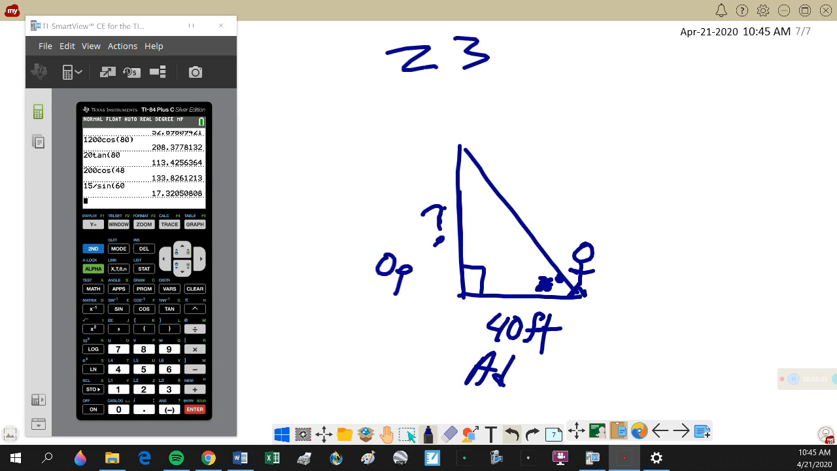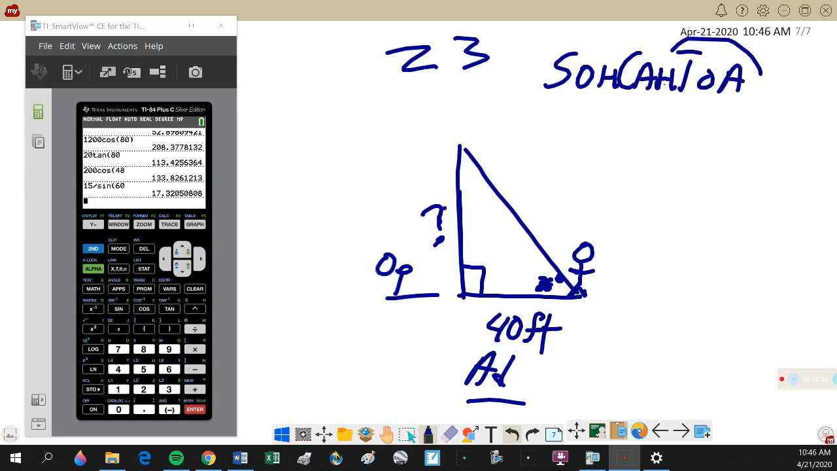If I write down the mnemonic, SOHCAHTOA, opposite and adjacent are used in tangent. The tangent of our angle, 36 degrees, is equal to x over 40.